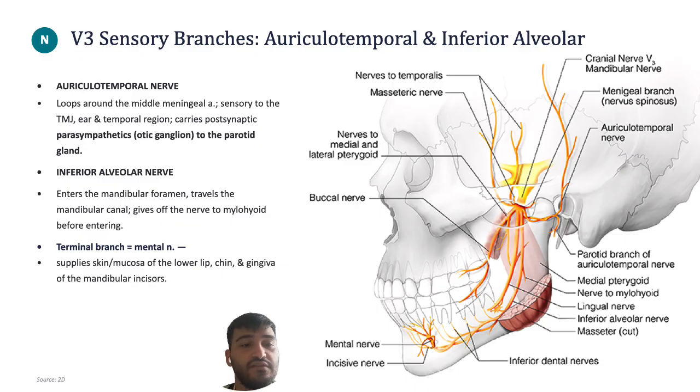And then we have the inferior alveolar nerve, which enters through the mandibular foramen and travels the mandibular canal, then gives off the nerve to mylohyoid before entering. Then we have the terminal branch, which we all love, which is the mental nerve. One of my favorites.